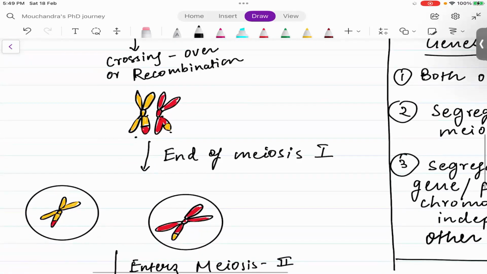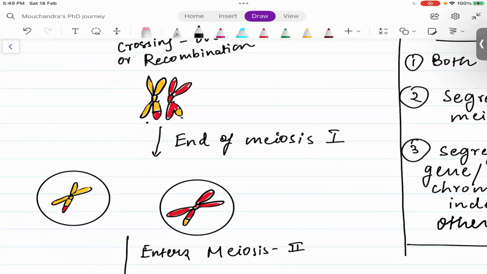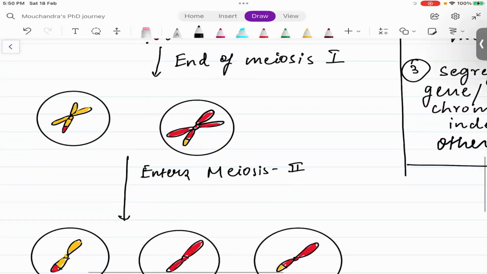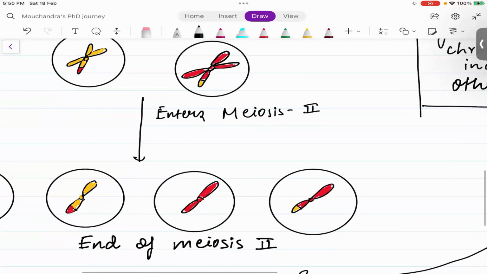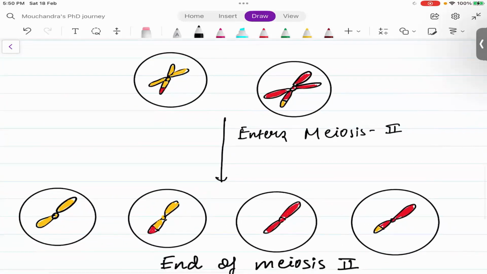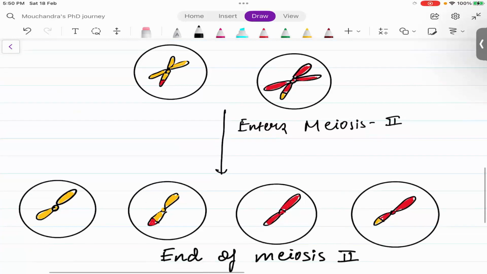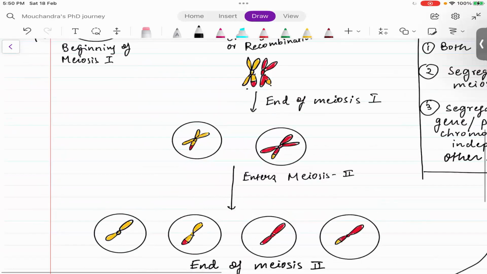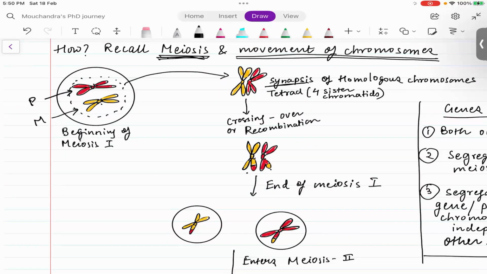At the end of meiosis 1, you get two cells where the pair of homologous chromosomes has separated. These two cells now enter meiosis 2, where at the centromere the sister chromatids separate and get distributed randomly. This is a random process. They get distributed into four daughter cells. So this is the reduction type of division, which you are already familiar with: from 2n chromosome number, all the daughter cells have n. So this is how the chromosome moves, how it pairs and how it segregates.